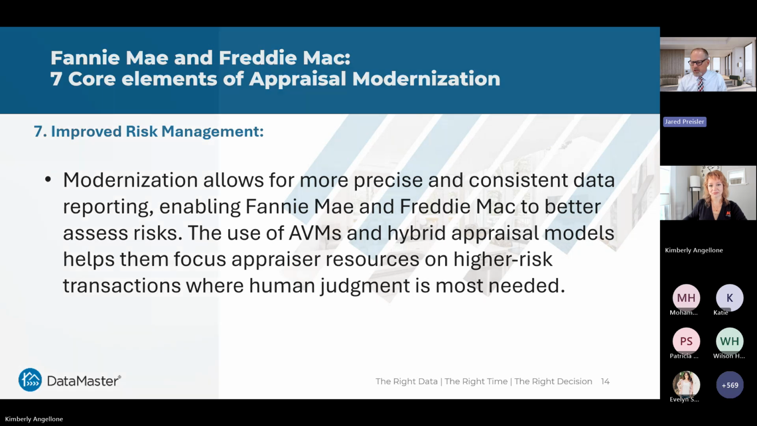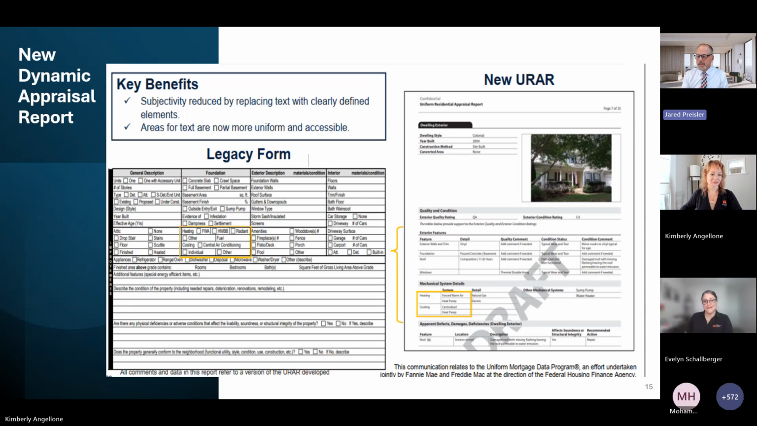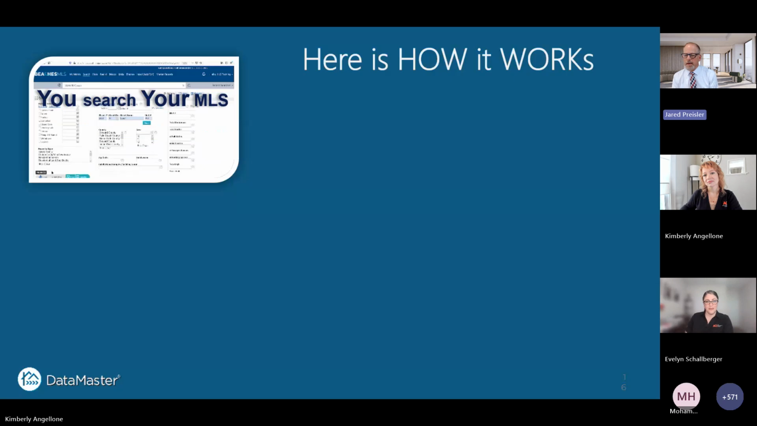Lastly, just a really quick screenshot here. We've got these legacy forms. They're going to go away. Forms is becoming a bad word. And you're going to have this new URAR, this Uniform Residential Appraisal Report, that dynamically changes yet stays consistent so that everyone's reports are going to be organized in the same way. Now with DataMaster, I want to show you really quick how you do this with DataMaster, and then we're going to transition to a demo of Workbench.